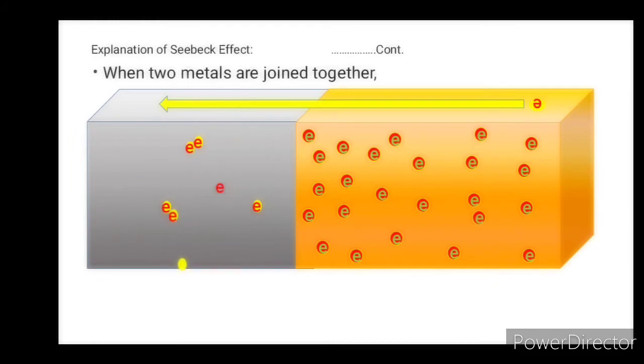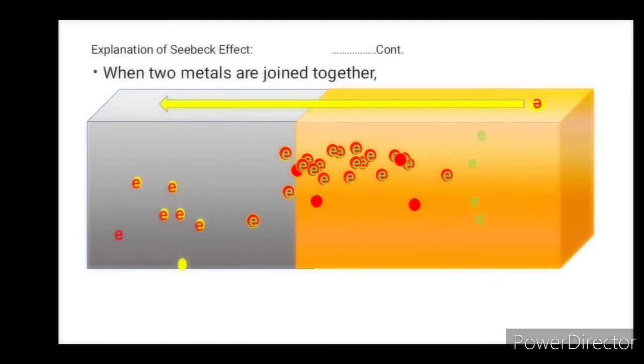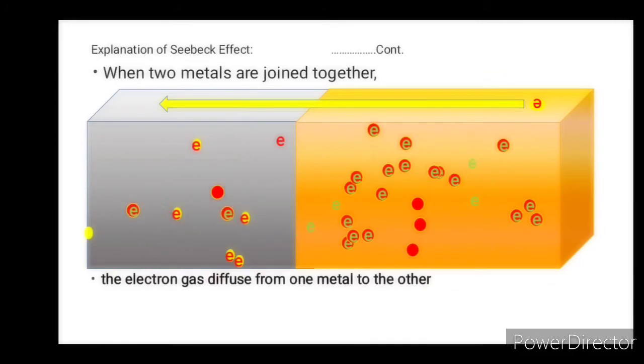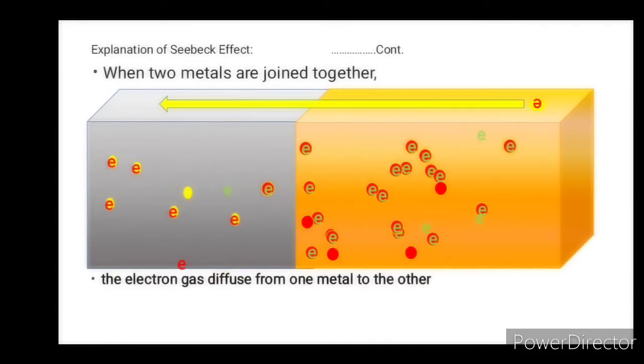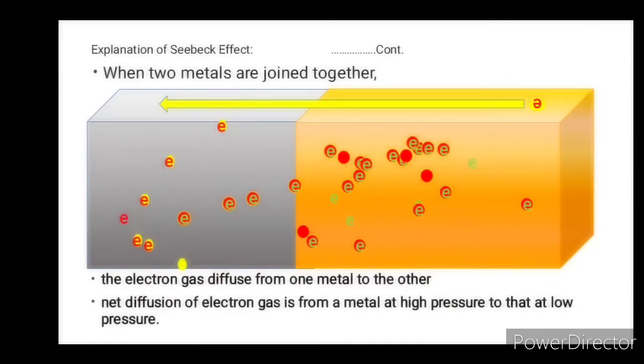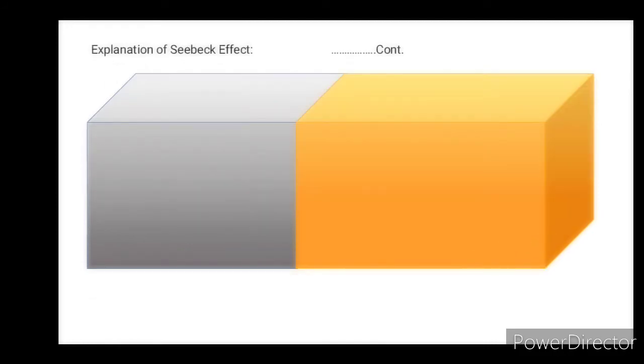Due to diffusion of electron gas, an EMF is generated at the junction of two metals, which opposes the further diffusion of electron gas, and a state of dynamic equilibrium is reached when the EMF is sufficient to stop further diffusion. At this stage, there exists a certain EMF at the junction of two metals known as Peltier EMF.